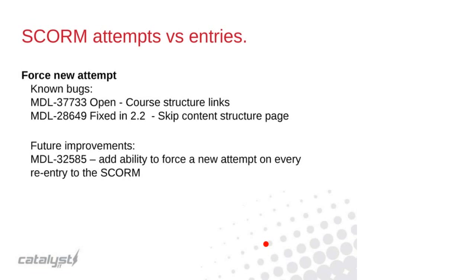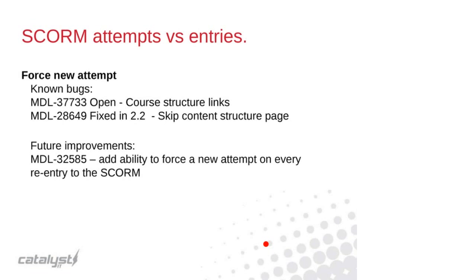There are a couple of known bugs with the forced new attempts, just to be aware of. One of the settings on the SCORM editing page is to allow the course structure or the table of contents to display on the SCORM entry page. If you click on the links within that particular SCORM entry page, then the forced new attempts setting is ignored. So that needs to be addressed at some point. And also there's a bug with Moodle 2.1 and lower that was related to the skip content structure page.